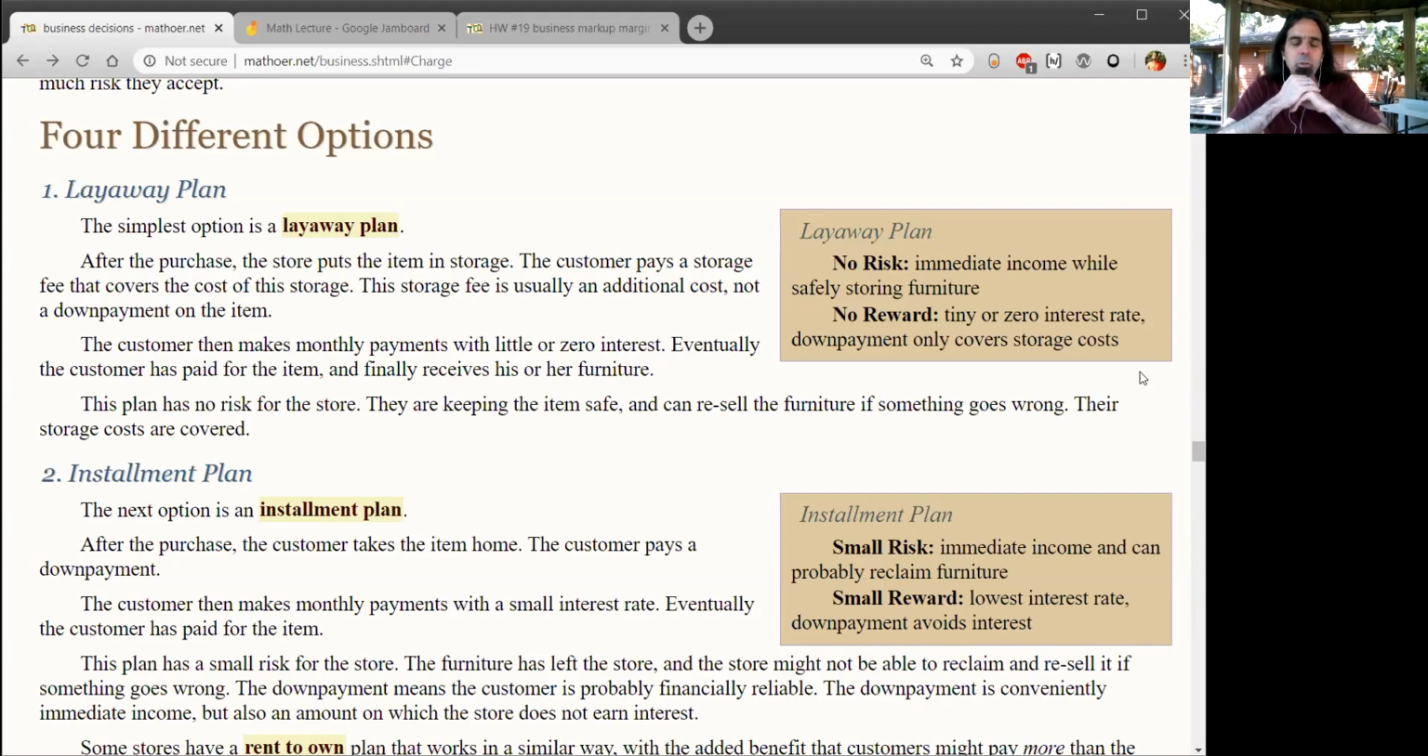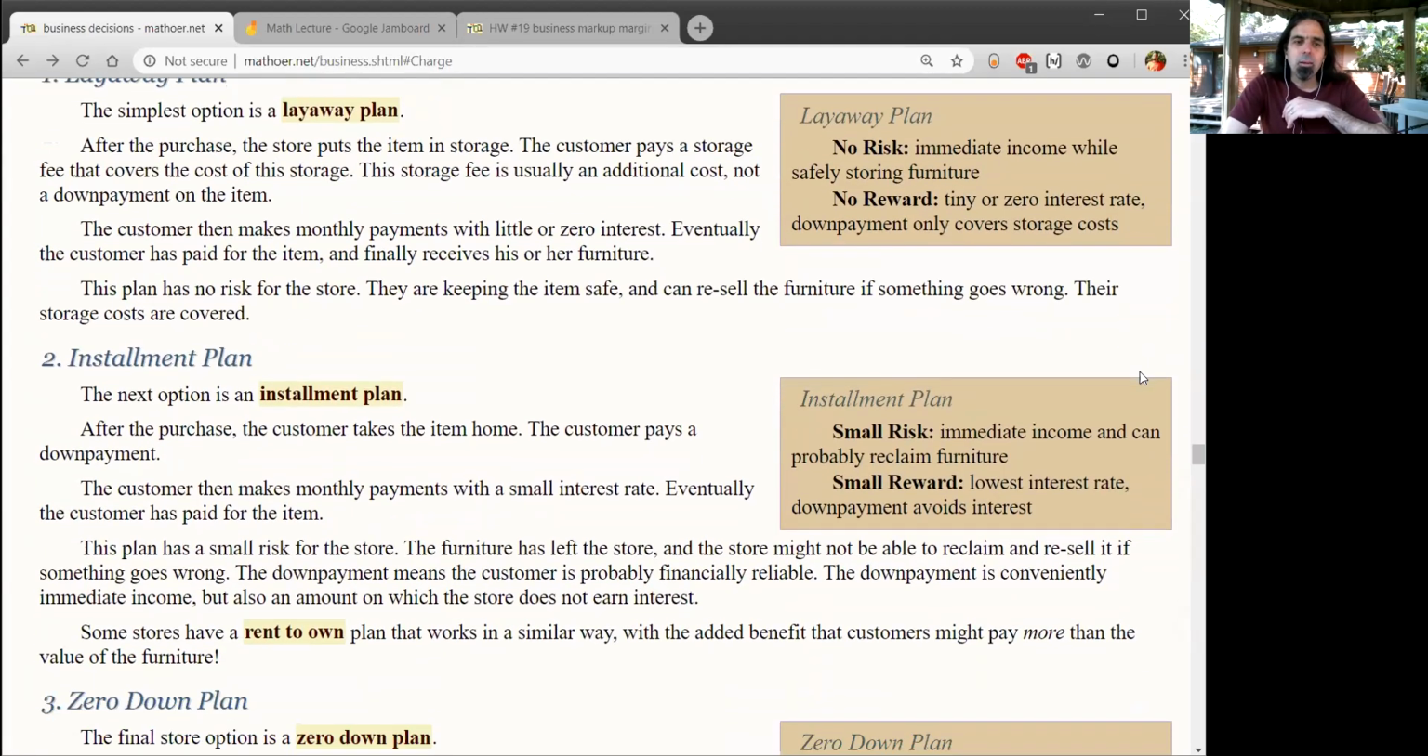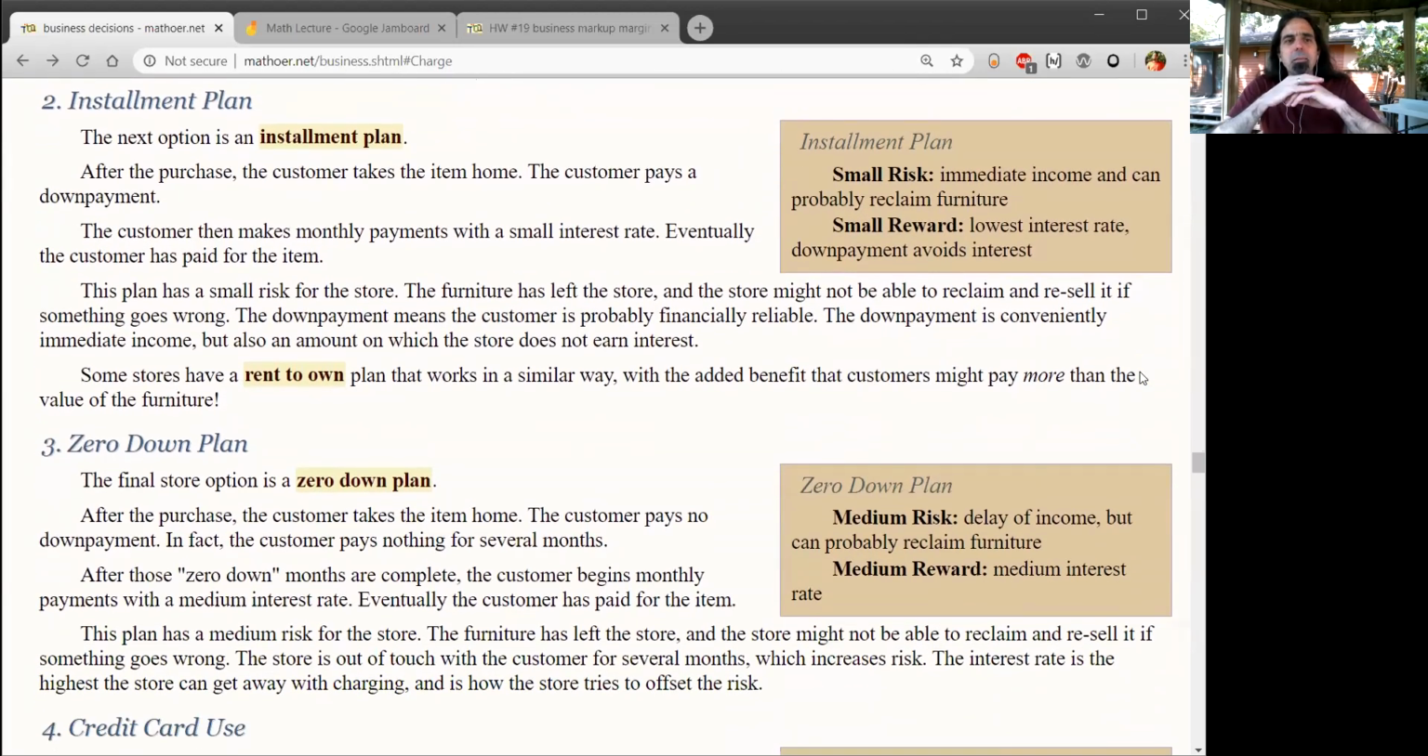And because you don't have the item, the interest is either 0 or very small. Because if you can't pay for it, they're just going to say, sorry, you tried. We're going to sell this to something else. It's been safely in storage. There's no wear and tear. So there we go. So very little interest because you don't get the thing until you actually finish paying for it. The second one is an installment plan.